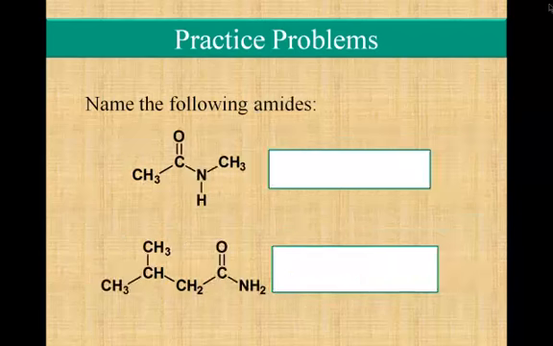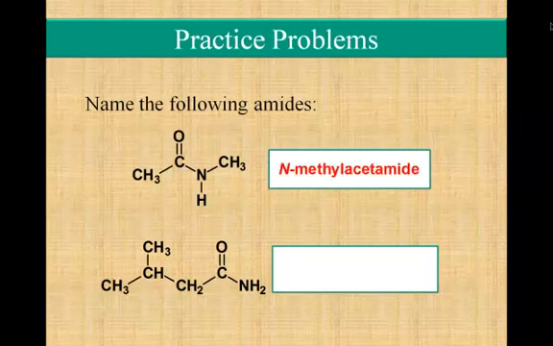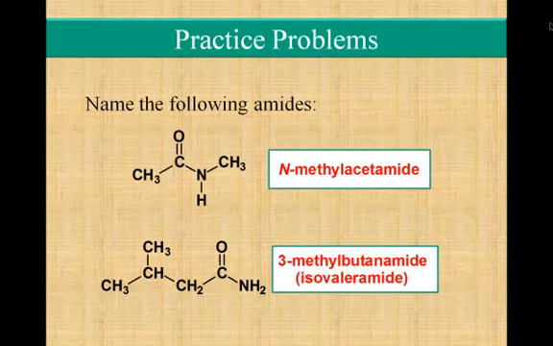See if you can name these amides. Our first amide is derived from acetic acid, so it's going to be an acetamide. I have a substituent on the nitrogen. It's a methyl group, so I'm going to call this N-methyl-acetamide. Our second amide is a derivative of 3-methyl-butanoic acid. I have no substituents on the nitrogen, so I'm just going to call this 3-methyl-butanamide. I could also call it 3-methyl-butyramide.